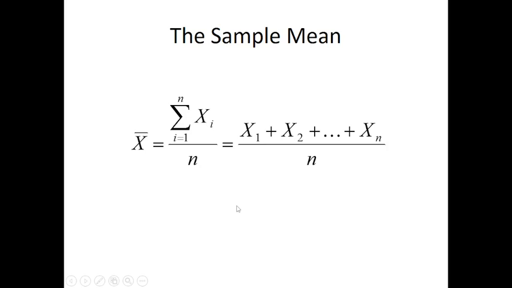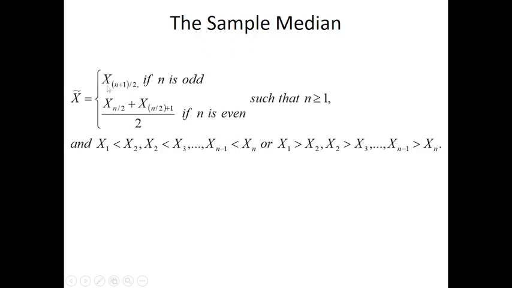Let's proceed with the first one, the sample mean. The sample mean is denoted by x bar. This is the formula: summation of x sub i from i equals 1 to n, all over n. This is simply x sub 1 plus x sub 2 up to x sub n, all over n.